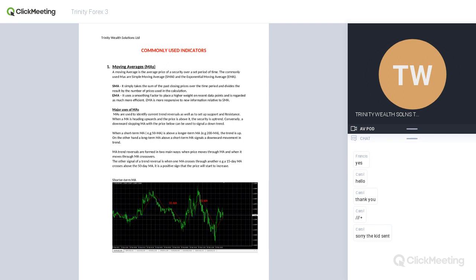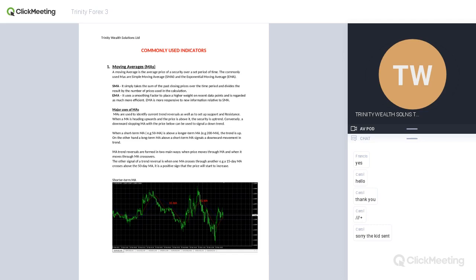You just need to let an indicator tell you where the market is and what you need to do, and you respond, right? So we are going to start with what we call the moving averages. This is one of the commonly used indicators. You will not miss analysts quoting moving averages. In short, we call them just MA, right? So a moving average is the average price of a security over a set period of time. The commonly used MAs are the simple moving average, that is SMA, and the exponential moving average, EMA.